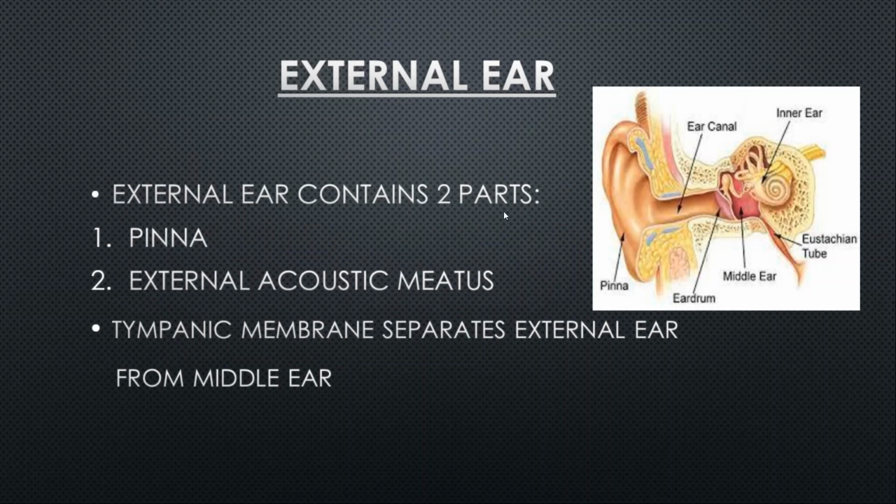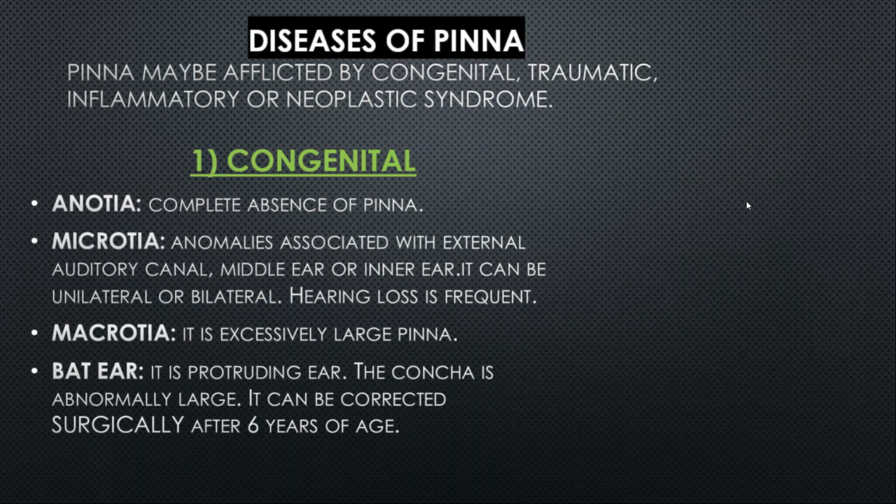External ear consists of two parts, pinna and external acoustic meatus, and the tympanic membrane, it separates external ear from the middle ear. Diseases of pinna. Pinna may be afflicted by congenital, traumatic, inflammatory or neoplastic syndromes.